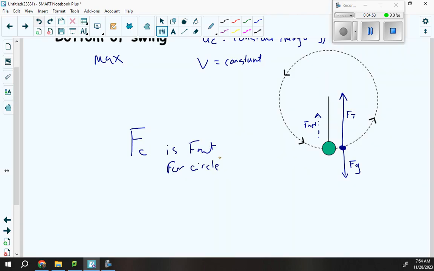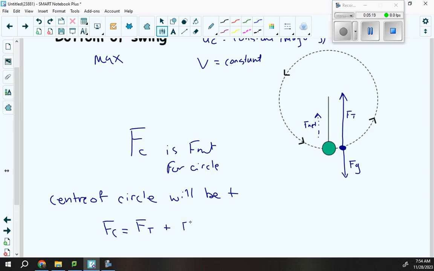There we go. So in this case, we're going to call up positive, and just generally, we want to call the center of the circle positive. So as I'm building this formula, we can say FC is going to be equal to our tension force, but again, for this bottom of the swing, maximum tension, tension force has to be bigger, plus the force of gravity, but we'll know that the force of gravity is negative.